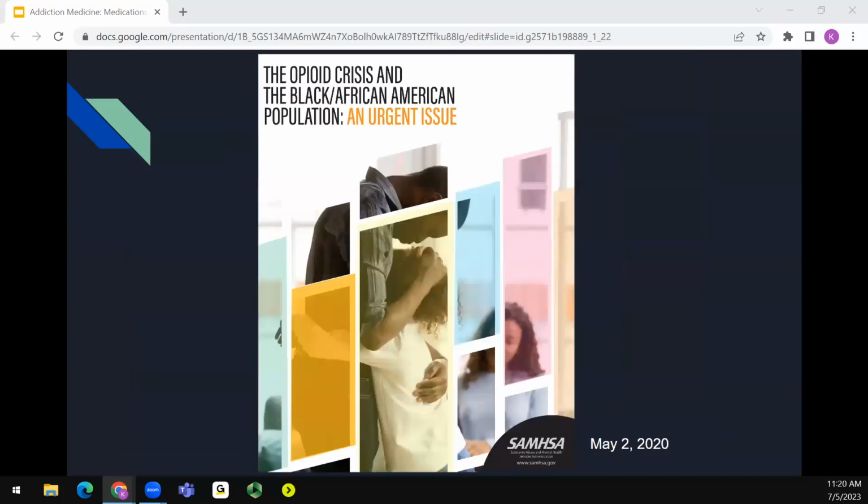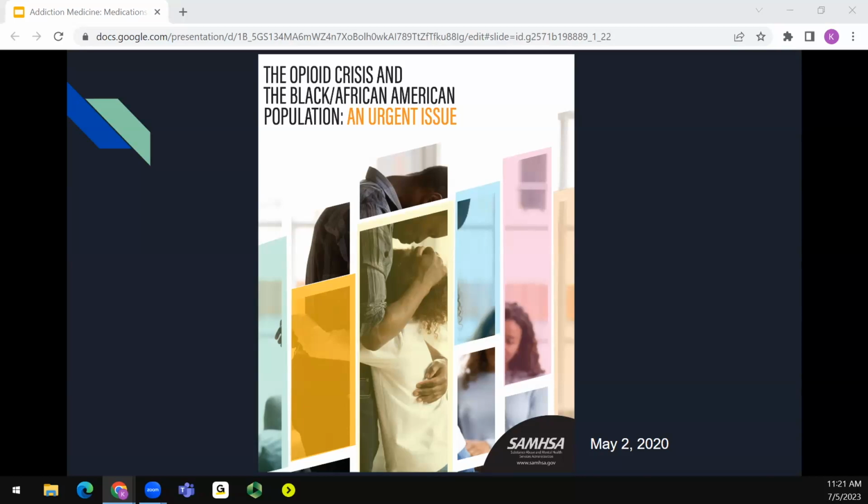In May of 2020, the Substance Abuse and Mental Health Services Administration released a report titled "The Opioid Crisis and the Black and African American Population, an Urgent Issue," which is a detailed report about the state of the opioid crisis as it relates to the Black American population, setting it within the context of the mass incarceration due to the war on drugs, the exacerbated mistrust of the medical system because of this history, and the report offers examples and paths to support the Black population living with addiction.